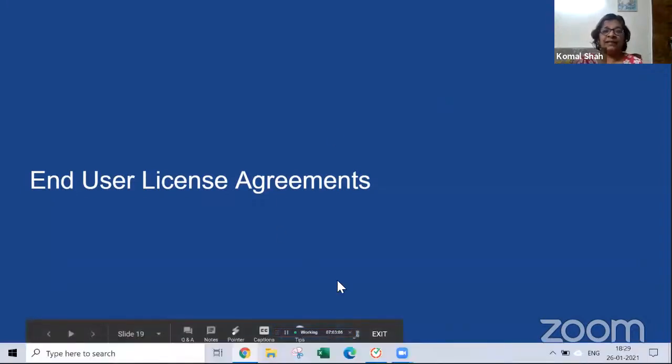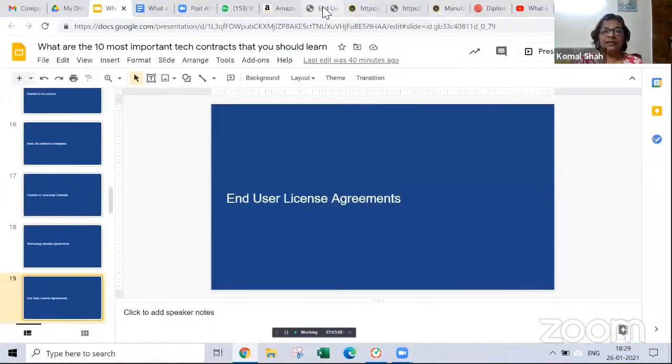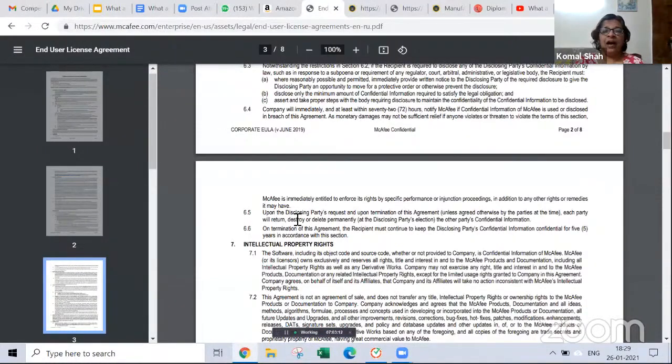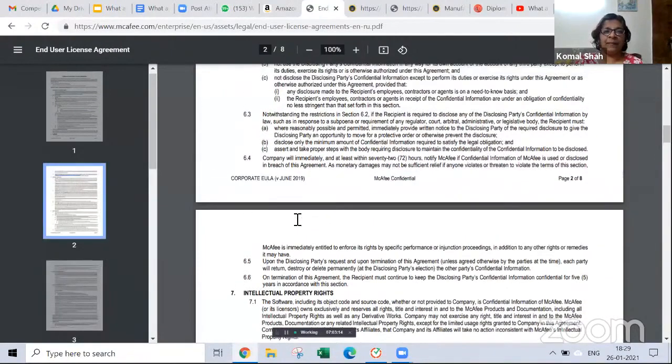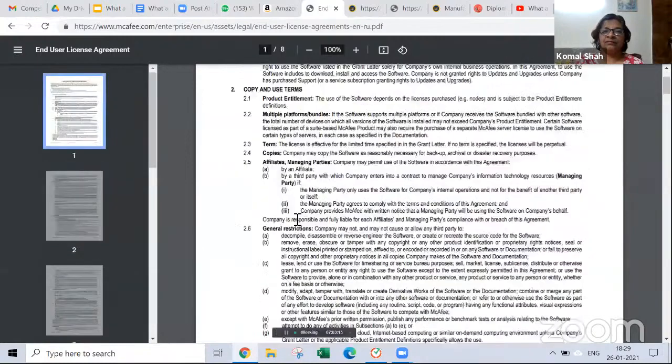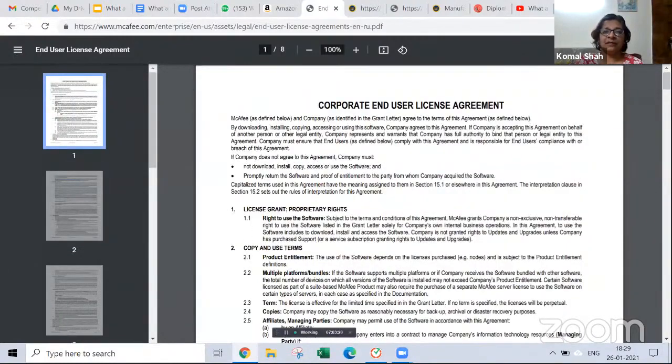Okay, so I'm going to exit this. I'm going to show this. So this is McAfee. How many of you know McAfee? McAfee is the security software, right? Antivirus software maker, yeah. So this here is a corporate end user license agreement, which you can find on McAfee's website.